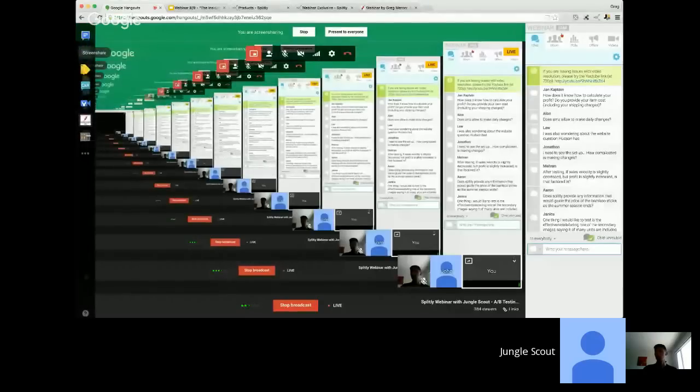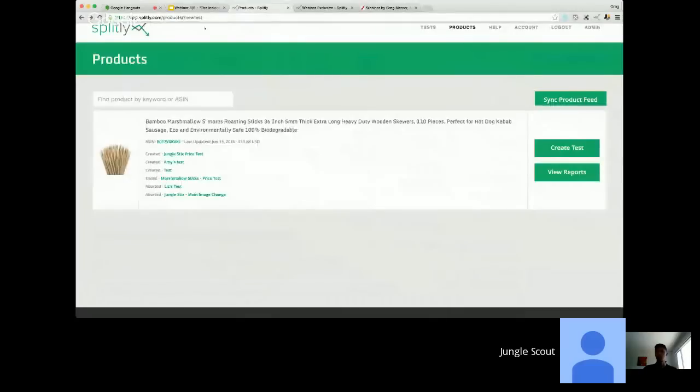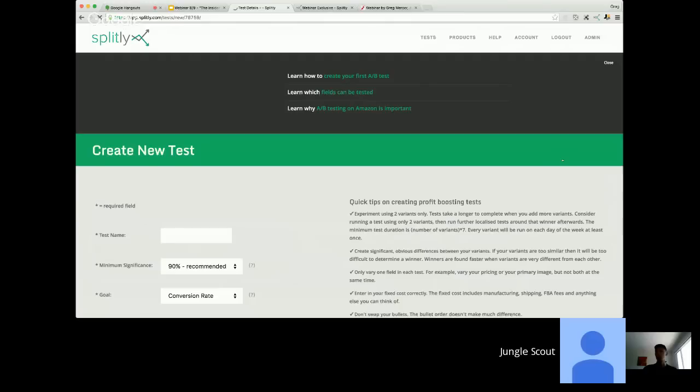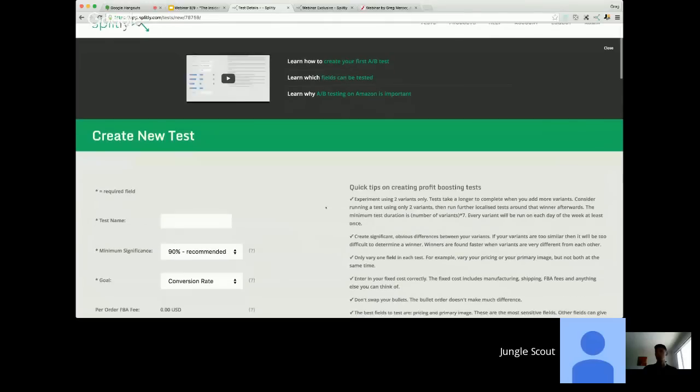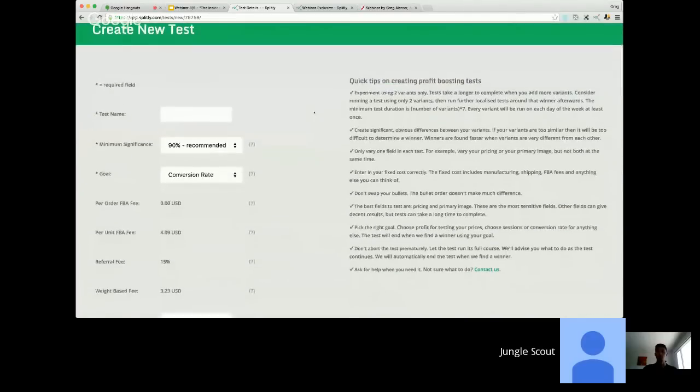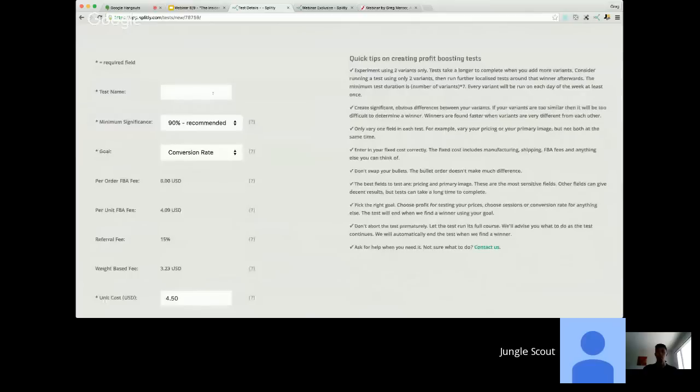All right, so I'm inside Splitly here. I click to my products. This is synced up with my Bamboo Marshmallow Stick account. Right here I can click on Create Test, and up here there's a video if you ever need to relearn how to do this. All right, so this is how you create the test. I can name it. Maybe I want to do a main image test.